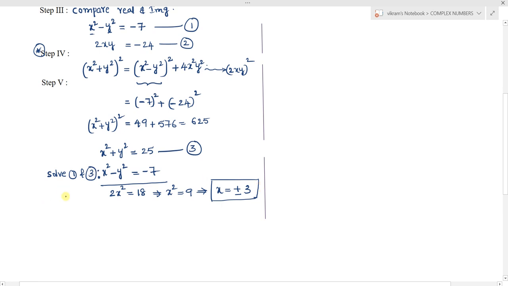Now consider any one of the equations. Let me consider equation 3 and substitute the x value. Then I get y square equals 25 minus x square, where x square equals 9.